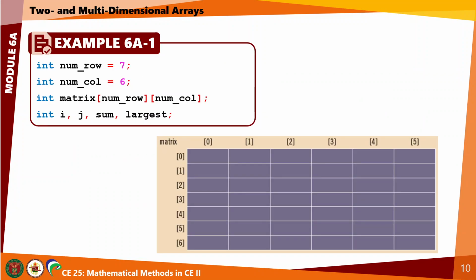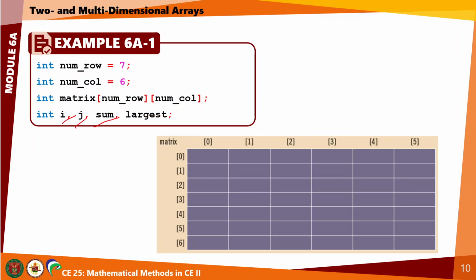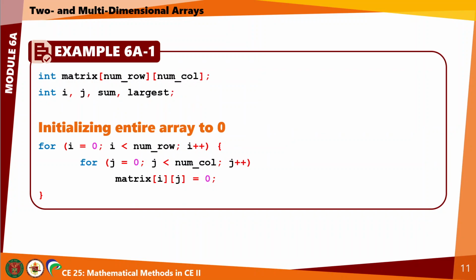So let's say you have declared a matrix, okay, an array with matrix as name. Number of rows is 7, number of columns is 6. So you can see here yung indices ng ating rows range from 0 to 6 and for our columns range from 0 to 5. Okay? Nag-declare lang siya ng integer variables i, j, sum, and largest for the processing. So pagkuha ng sums and mga largest values. Okay? So ito yung papakialaman natin, matrix, sa succeeding slides. Okay? So, first processing would be initializing yung entire array natin to 0.